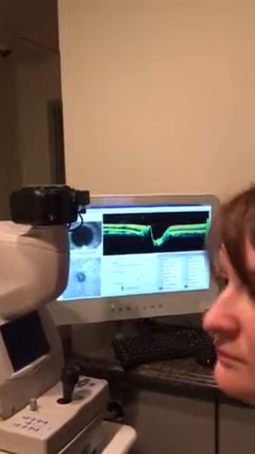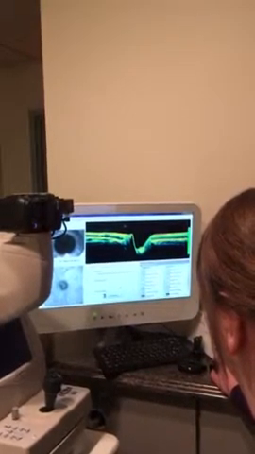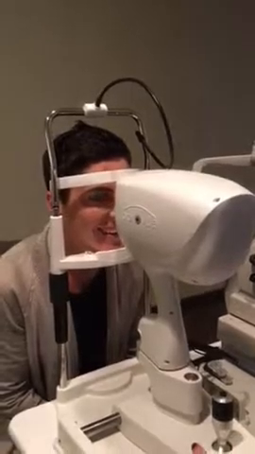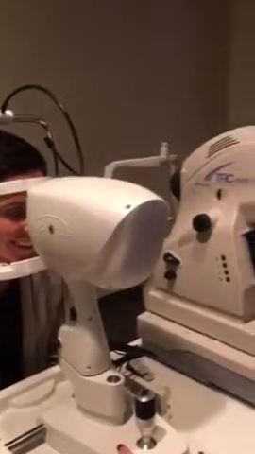Is that the picture of a normal eye? I'd say that's very normal. Good. She's doing well, very good for our patient. Yep, so that's great.